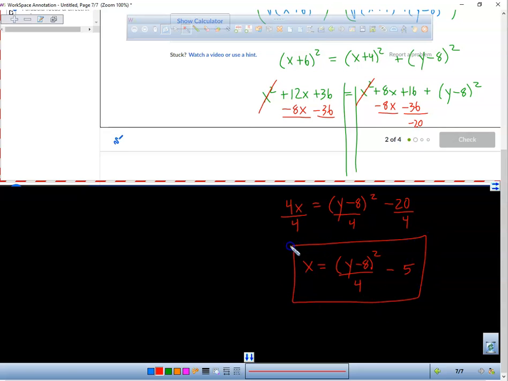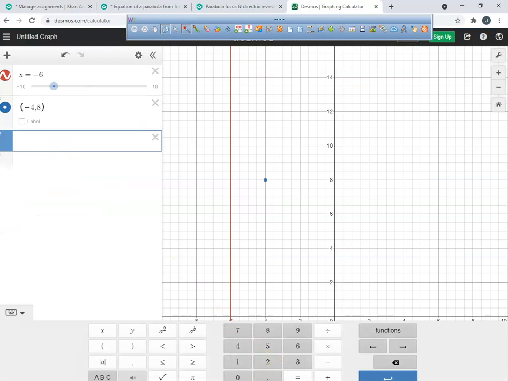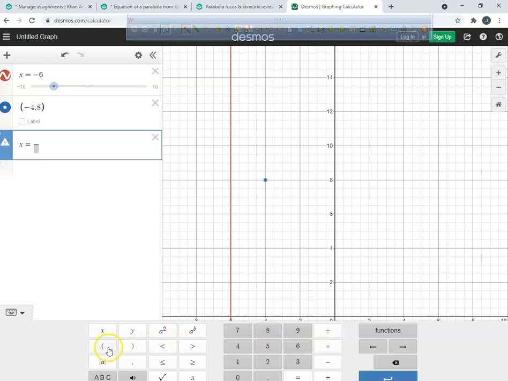And I'm going to type this into Desmos and see if it goes through that point that I was hoping it was going to go through. If it doesn't, then I did something wrong, and I'll go back and fix whatever I did wrong. So (y minus 8) squared over 4 minus 5. There we go. All right, let me go back and take a look at it. Put x equals. Regular Desmos allows you to do x equals, which is really nice. Sorry. Y minus 8, so put division sign, parentheses, y minus 8, close parentheses, squared, over 4.